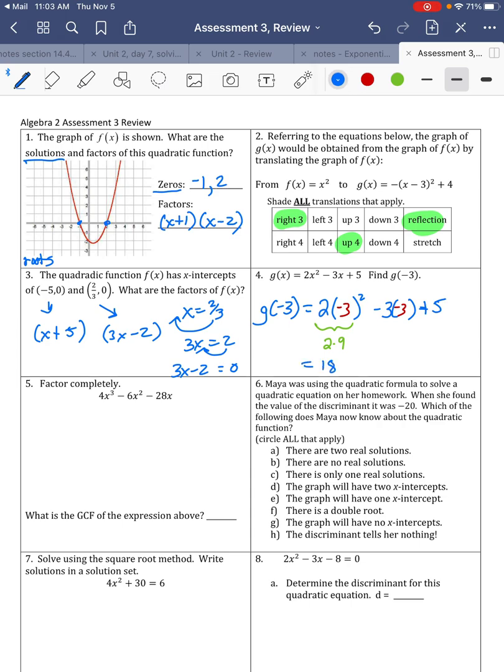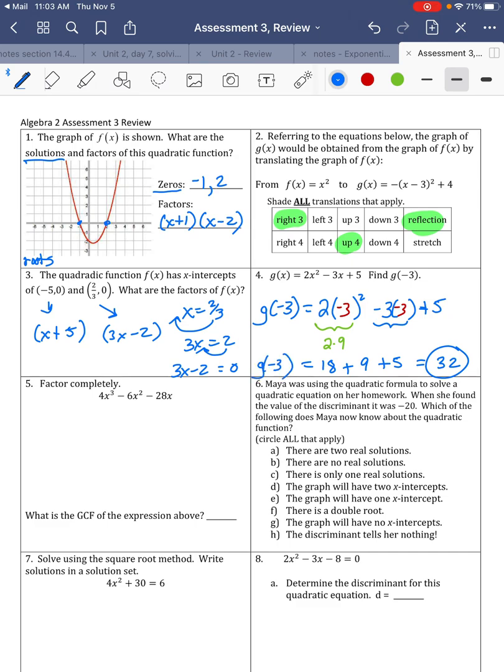All right, and then over here, a minus times a minus is a +9, and then +5. So my final answer for that would be 32. No, wait. 18 and 9 is 27. Yeah, 32. That is g of -3.